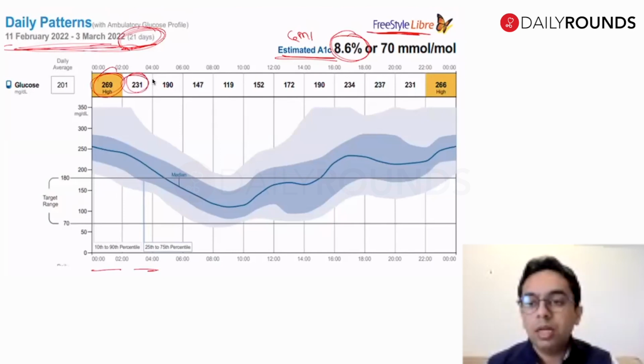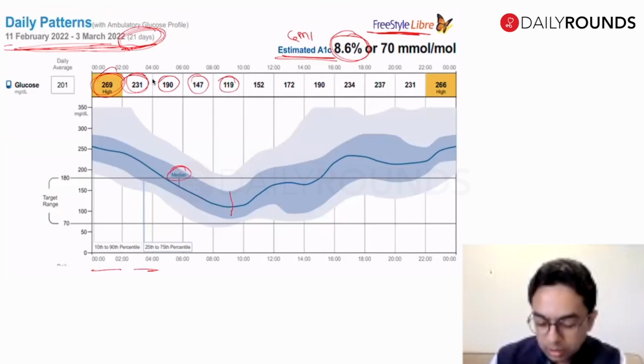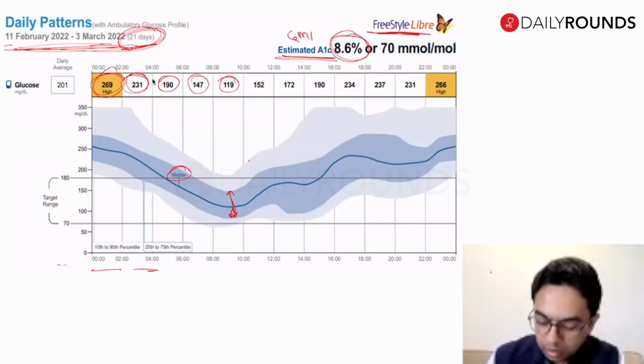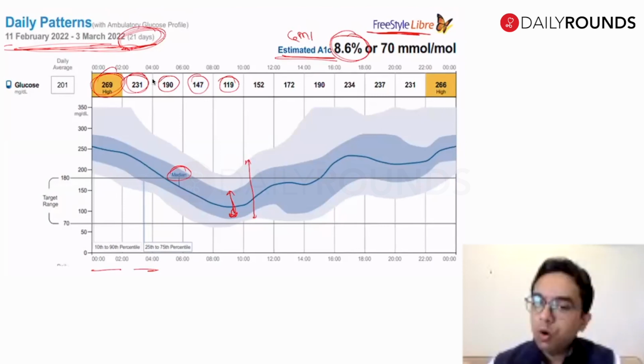So here we have taken data for 21 days. So for every 2 hours, you have the average over these 21 days. Then you have the median sugar here. The darker band is the 25 to 75 percentile, that is the interquartile range of blood sugars, and this lighter one is showing the 10 to 90 percentile. Again, 80% of the blood sugars will fall within this range.